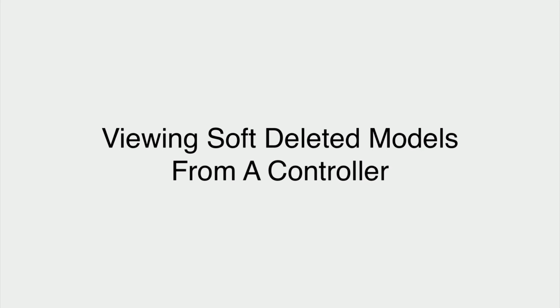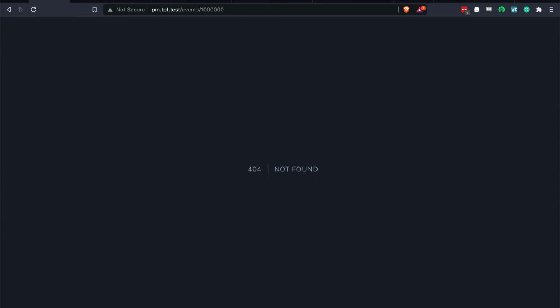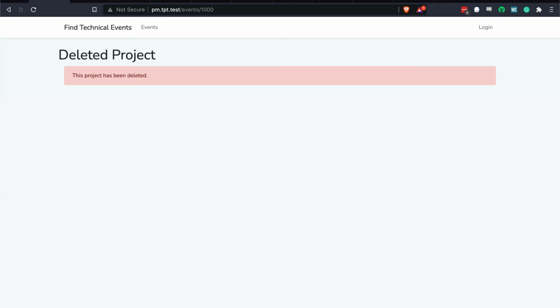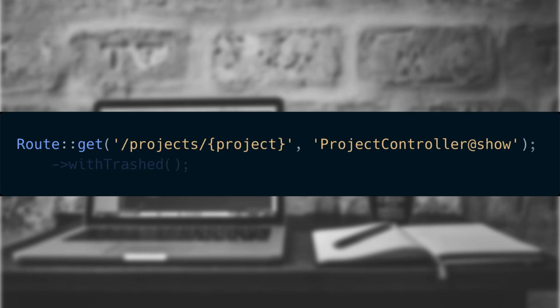Viewing soft deleted models from a controller. One of the annoying parts about the soft delete trait is that if a user attempts to access a page for a deleted resource, they'll receive a 404 error. Ideally, what we would want to have happen is for them to receive a helpful message informing them the item has been deleted, and maybe why. To resolve this, we can add a call to the with trashed function to our route definition.